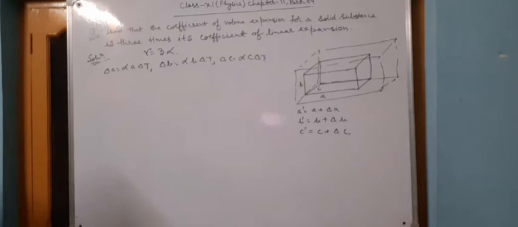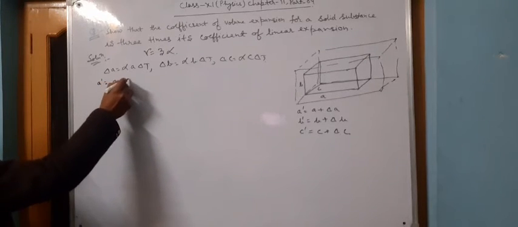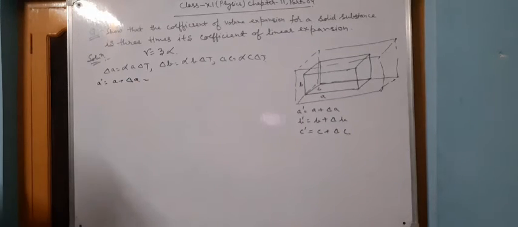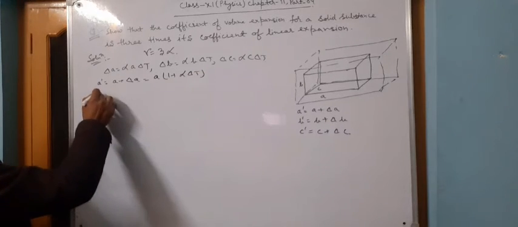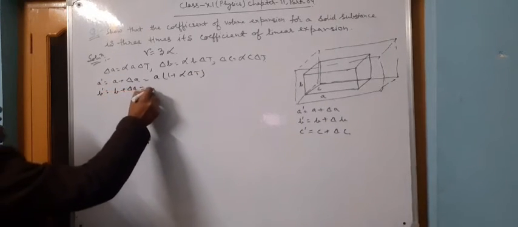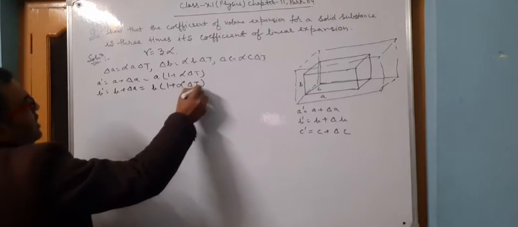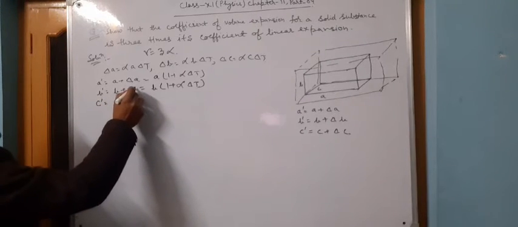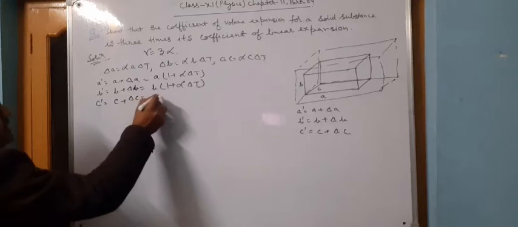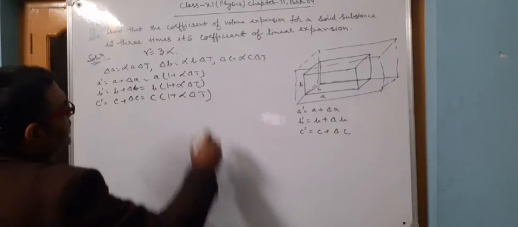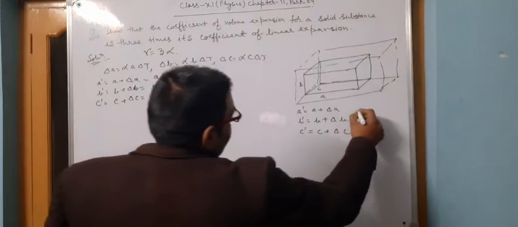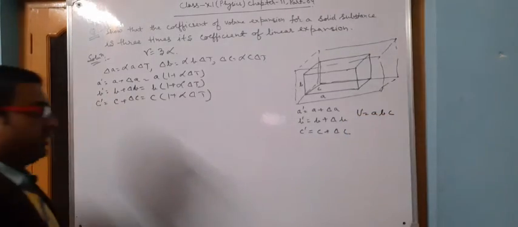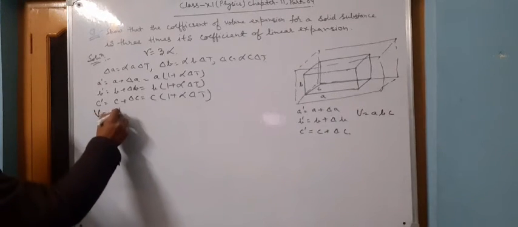So A dash can be written as A plus delta A, as we had mentioned there also, and it can be written as A into 1 plus alpha delta T. Similarly, B dash can be written as B plus delta B, that is B into 1 plus alpha delta T, and C dash can be written as C plus delta C, that is C into 1 plus alpha delta T. Now its original volume V is A into B into C.